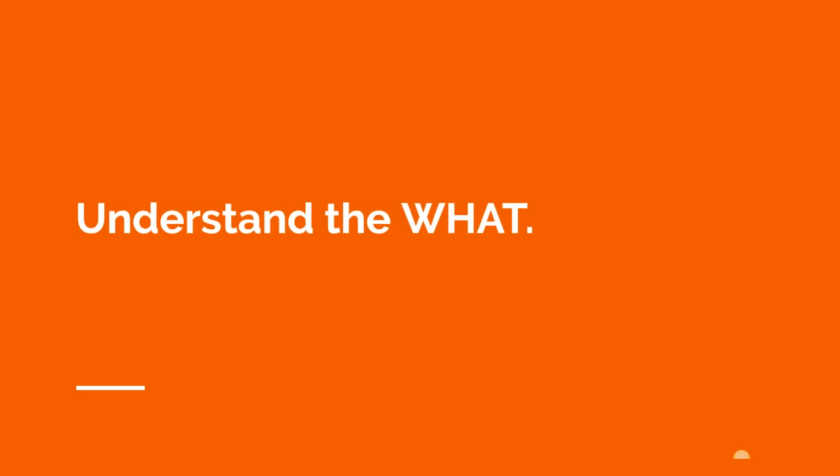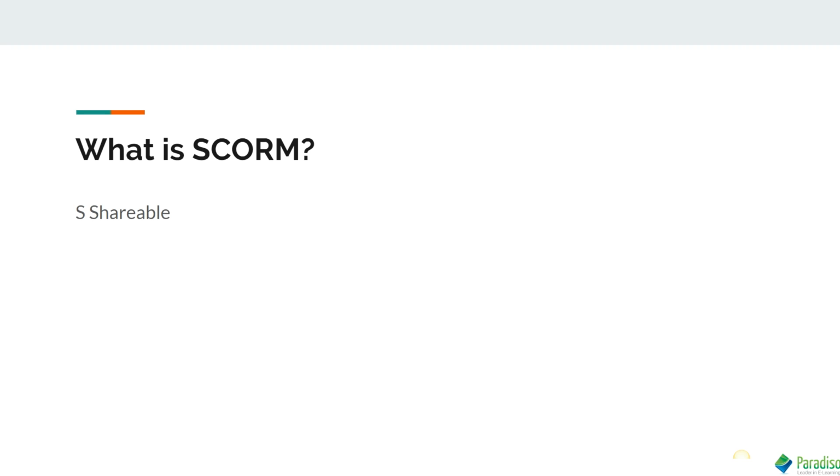Understanding the what. What does SCORM stand for? SCORM. S stands for shareable. C stands for content. O stands for object. R stands for reference. And M stands for model. So SCORM tells programmers how to write their codes so that it can play well with other e-learning softwares. It's the industry standard for e-learning interoperability.